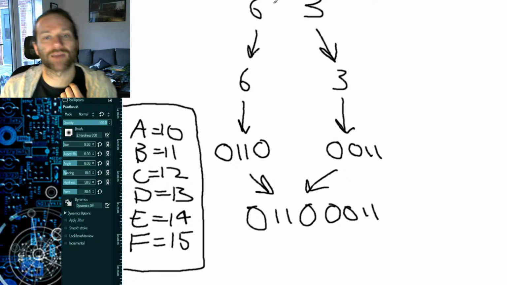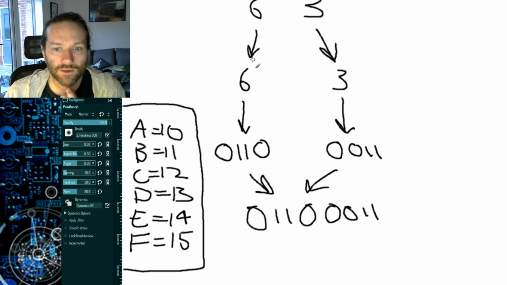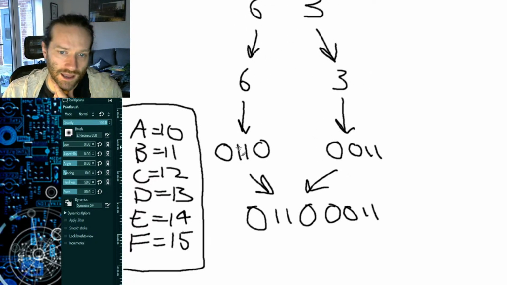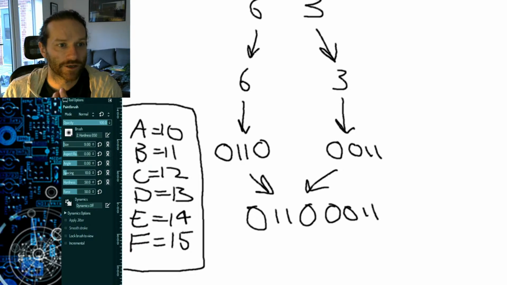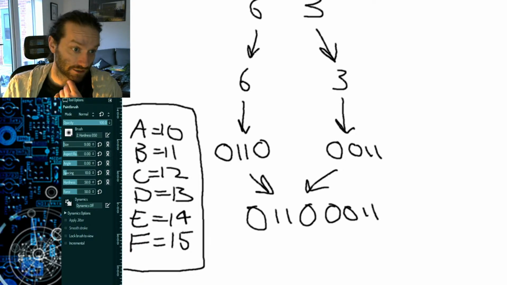So I'll pretend to do that again. 6, 3, split them up. We've got a 6 here, we've got a 3 there. The 6 is 0, 1, 1, 0. The 3 is 0, 0, 1, 1. Join them together, 0, 1, 1, 0, 0, 0, 1, 1. Okay, so again, like I said, it helps to have a consistent method for these conversions.